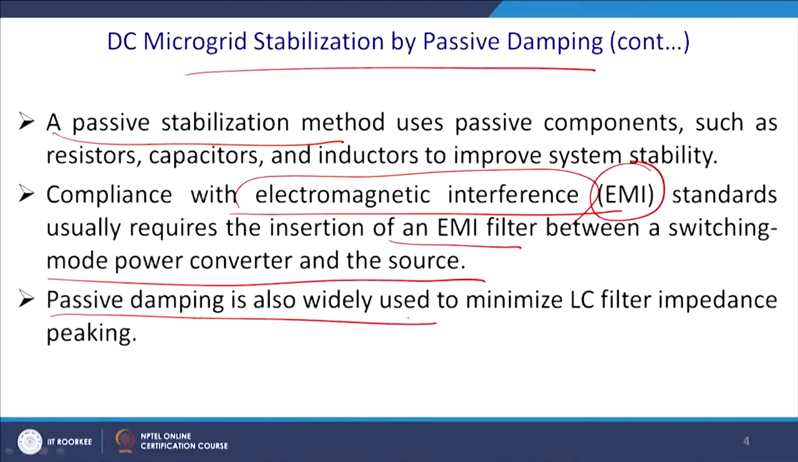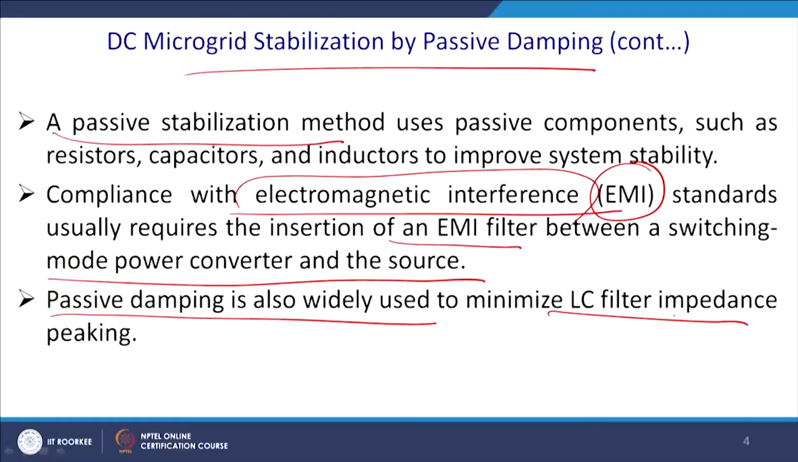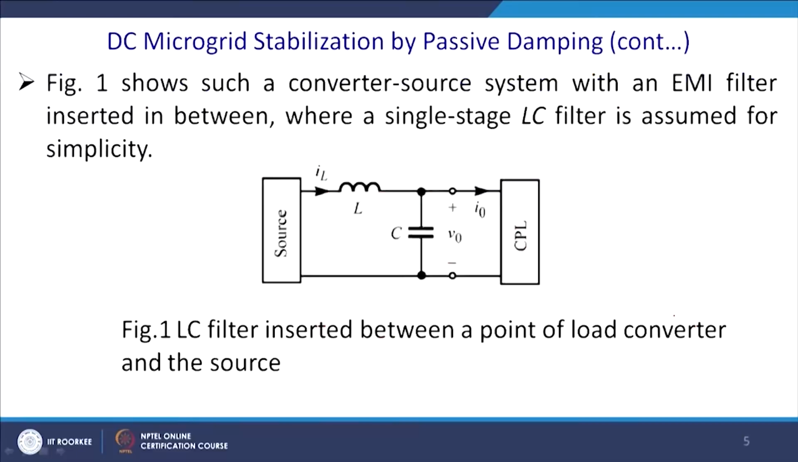So, passive damping is also widely used to minimize the LC filter impedance peaking. So, that is something that can be done. Once you have introduced proper damping in a second order system, your peak overshoot will decrease and all those issues will pop in, and thus proper designing of the LC filter will reduce the peaking.